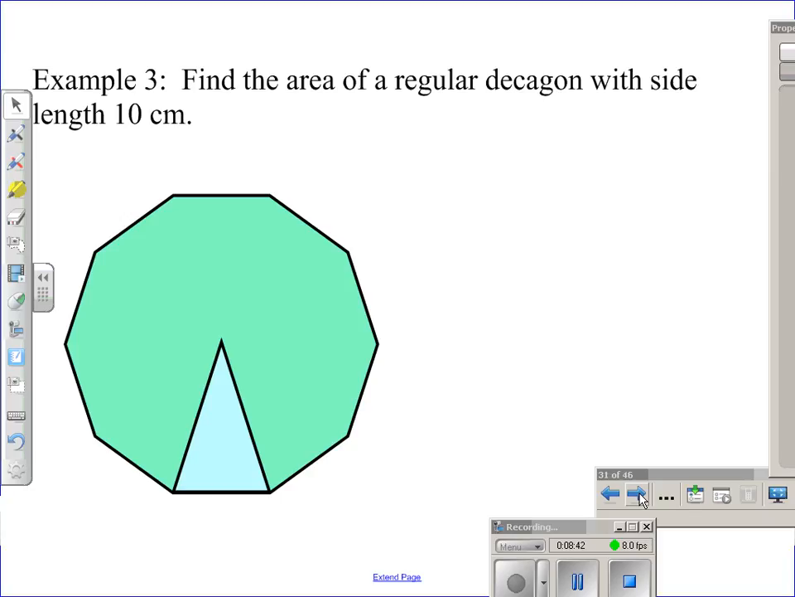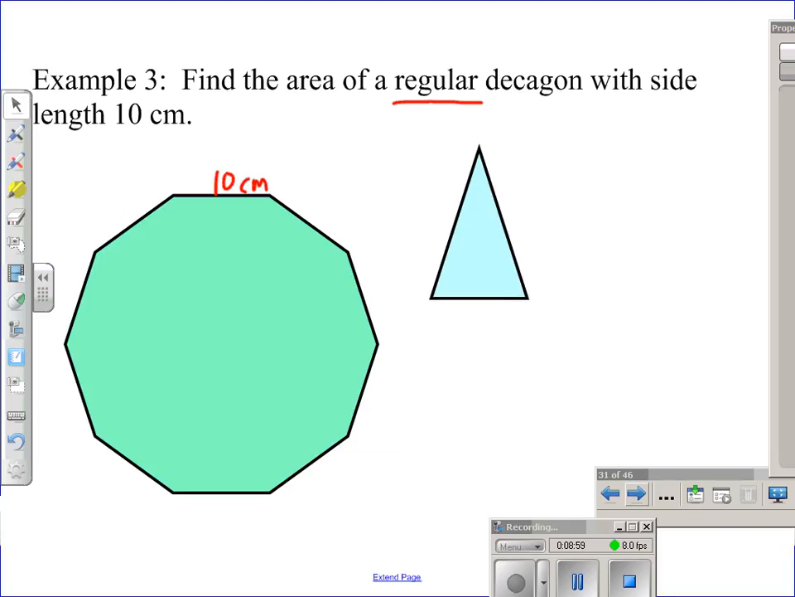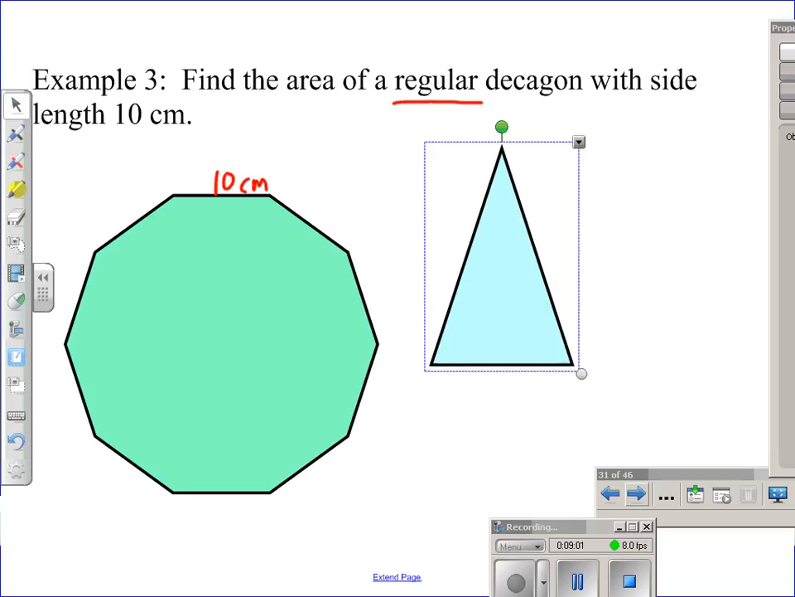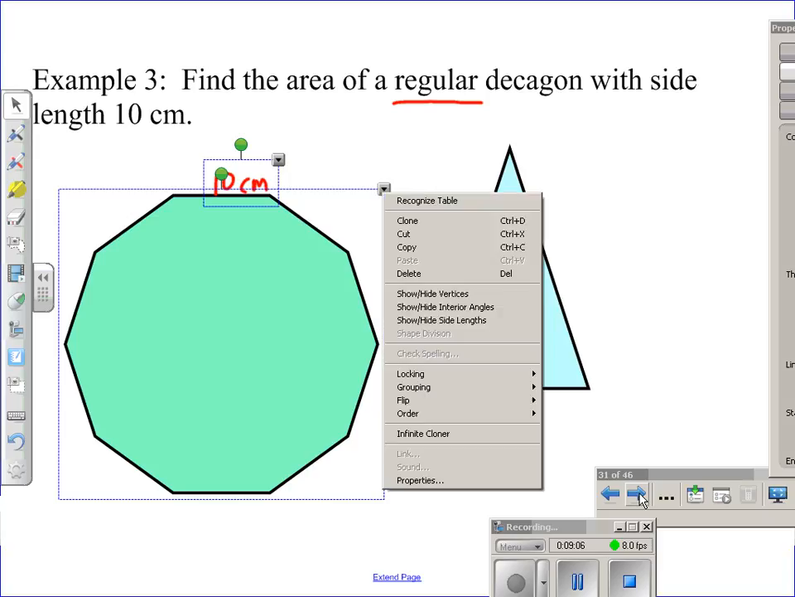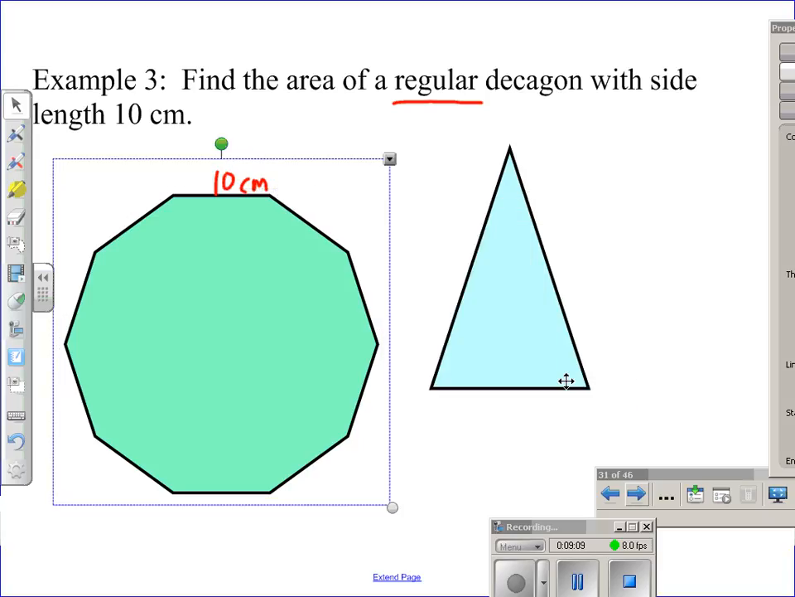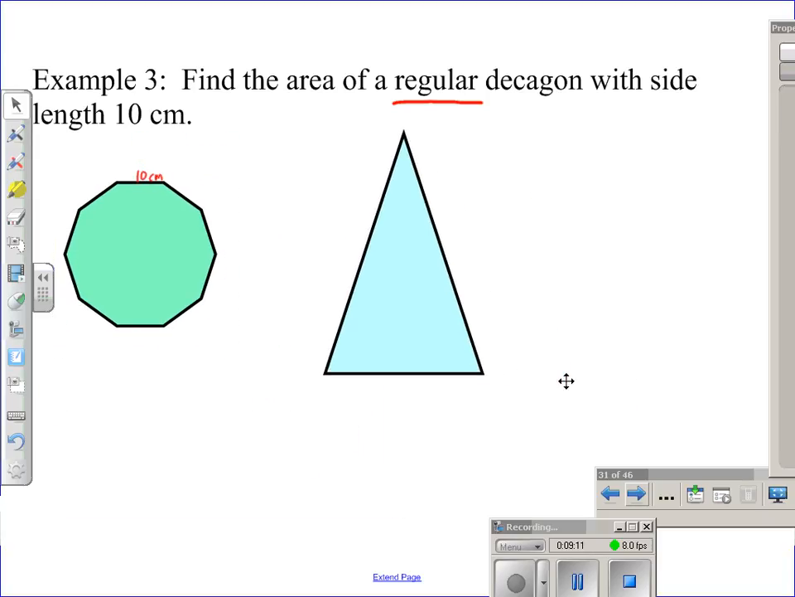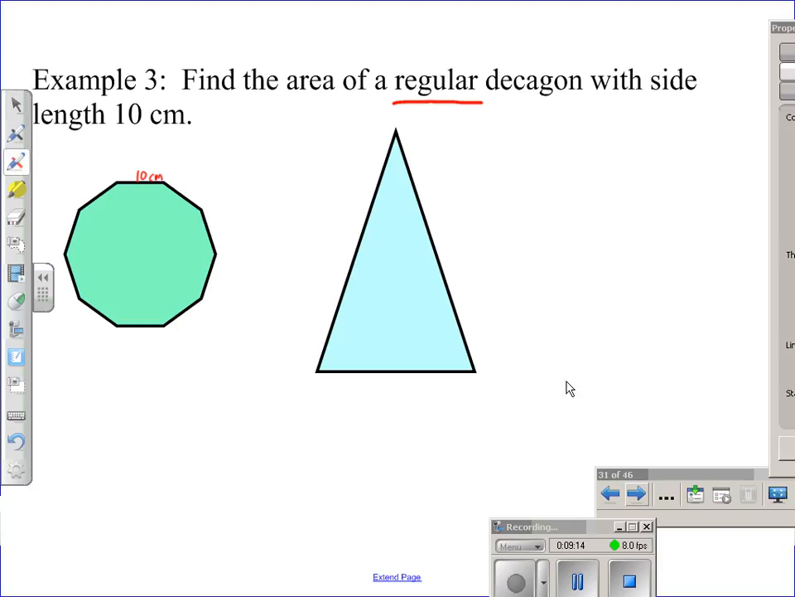Okay, now example 3, we're finding the area of a regular decagon with a side length of 10 centimeters. All of these sides are 10 centimeters, and they're all congruent because it says it is regular. And again, like we did with the octagon, we can pull one triangle out of this, making it a little easier to deal with. So we know that this is 10.